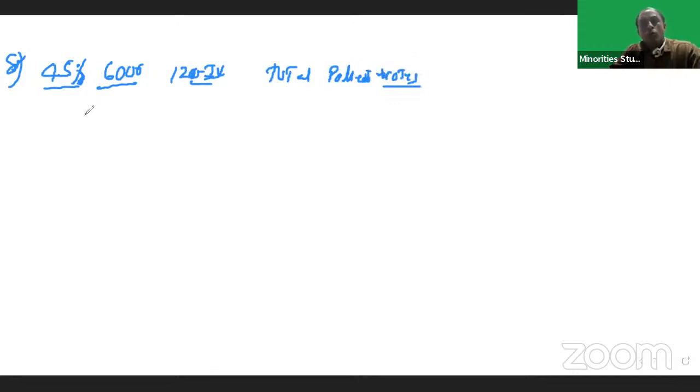Here, the loser got 45% of votes; no doubt, the winner got 55% of votes. At the election, only two candidates participated. One candidate got 45% of votes, another candidate got 100 minus 45, which is 55% of votes. And 120 votes are invalid. The majority is 6,000 votes.